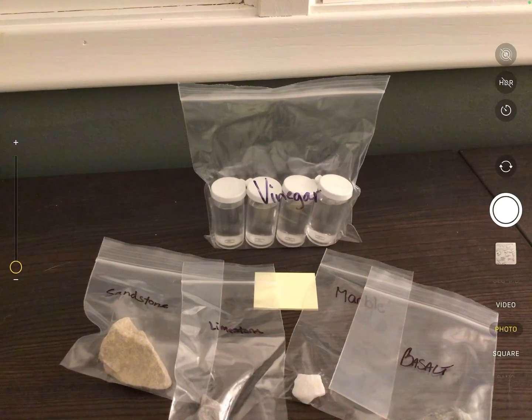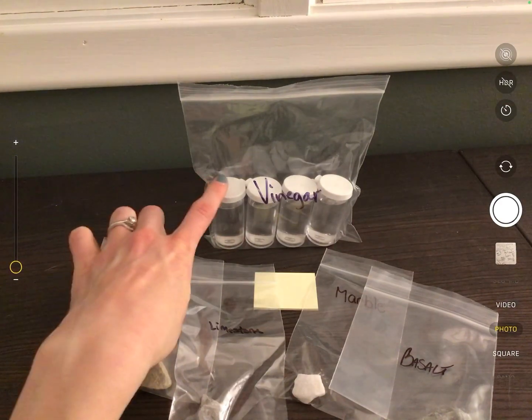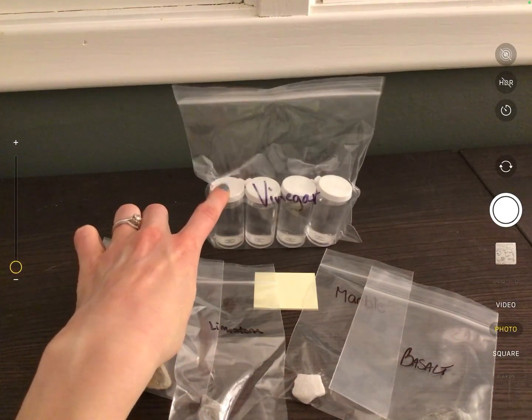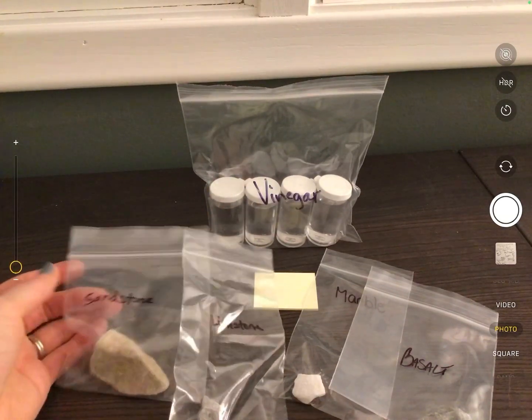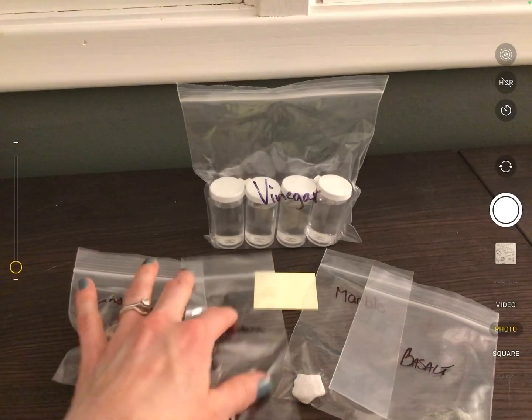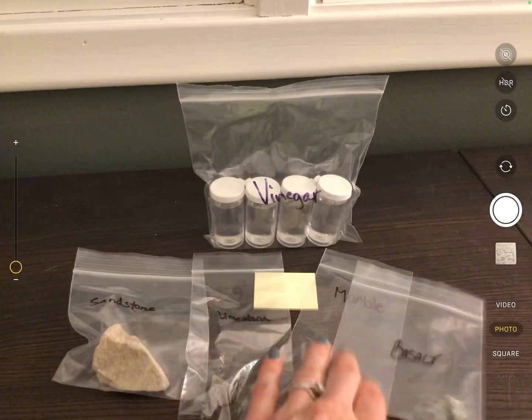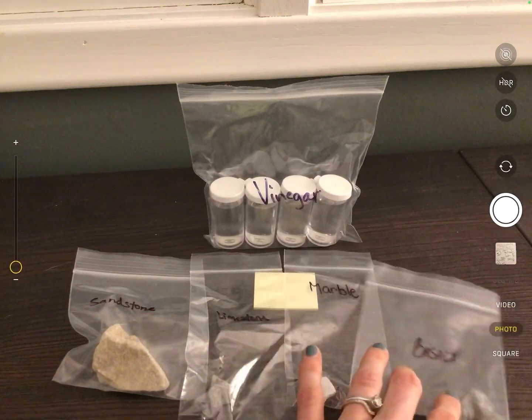In order to investigate the impact of acid rain on these rocks, we are going to be using vinegar to imitate the acid rain, and we are going to see what impact the vinegar, or acid rain, has on sandstone, limestone, marble, and basalt.